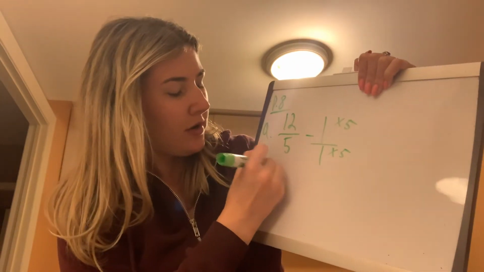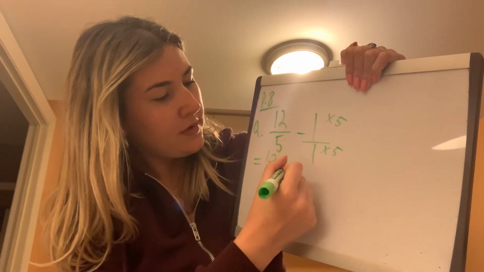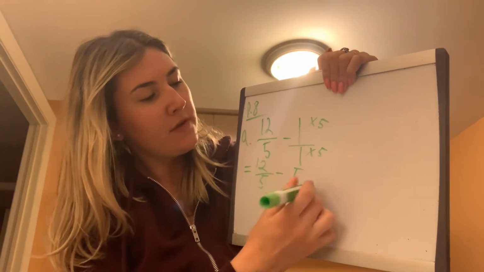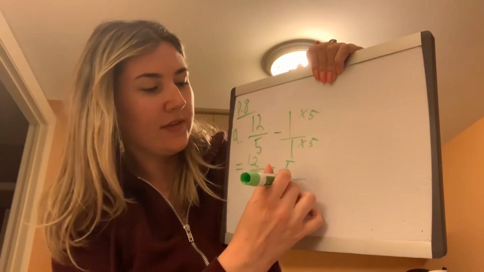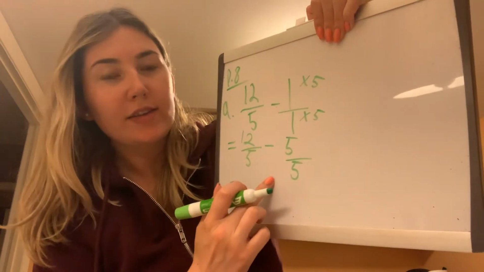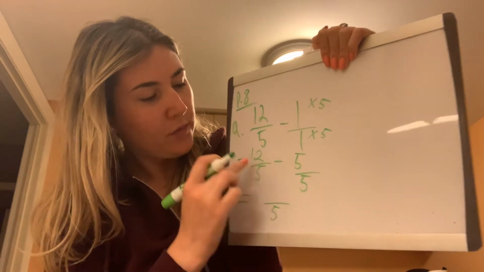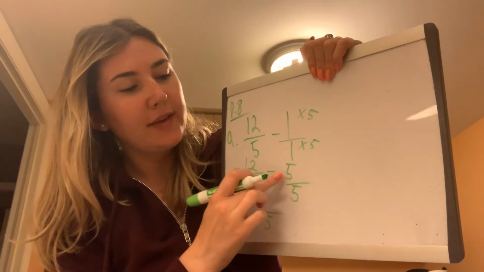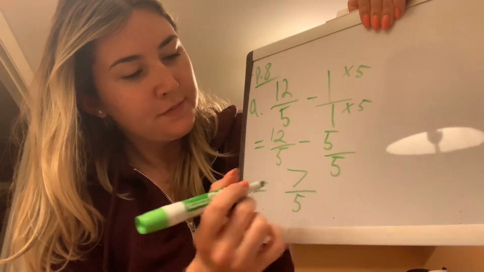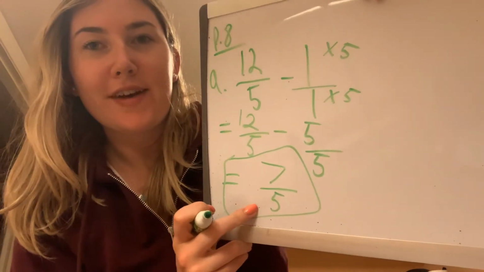So let's rewrite our new equation. We had 12 over 5 minus 1 times 5, which will give us 5, and 1 times 5 will give us 5 again. So now as we are subtracting, our bottom number will stay the same, and we can subtract 12 minus 5, which will give us 7. So our final answer is 7 over 5.